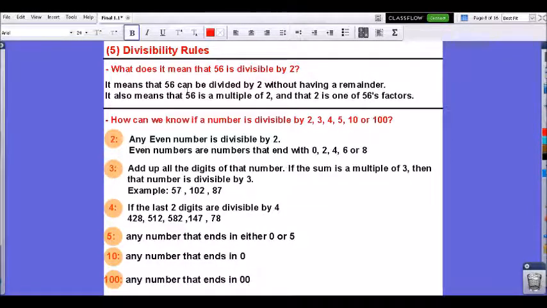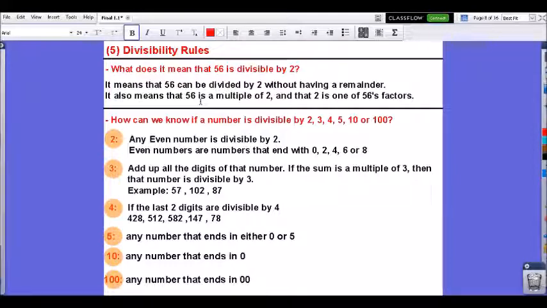Well, first, what does it mean that 56 is divisible by 2, for example? It means that 56 can be divided by 2 without having a remainder. It also means that 56 is a multiple of 2, and that 2 is one of 56's factors.